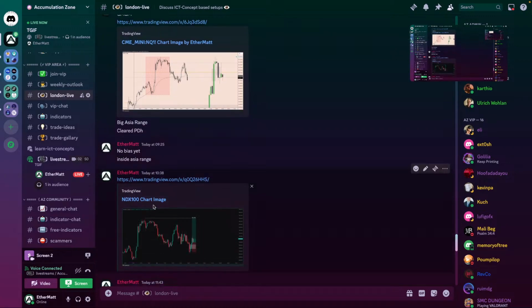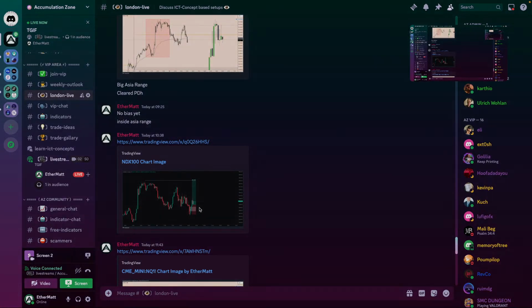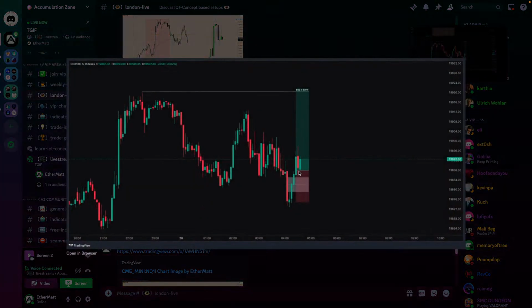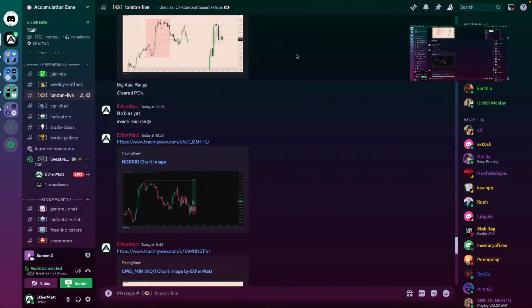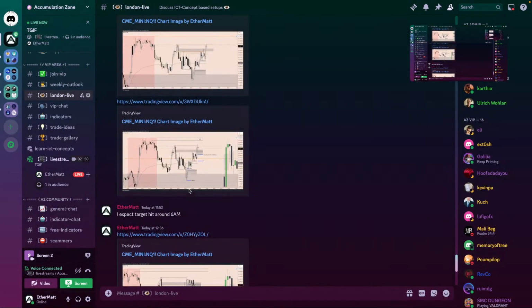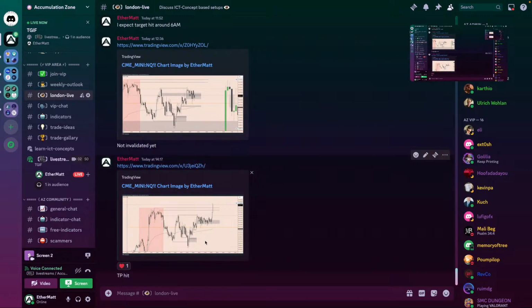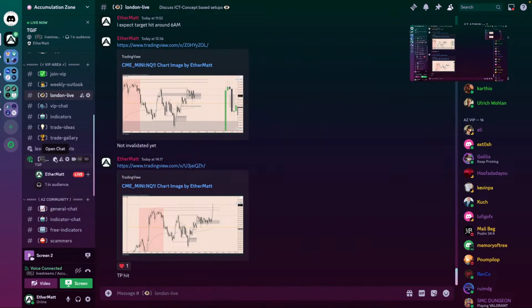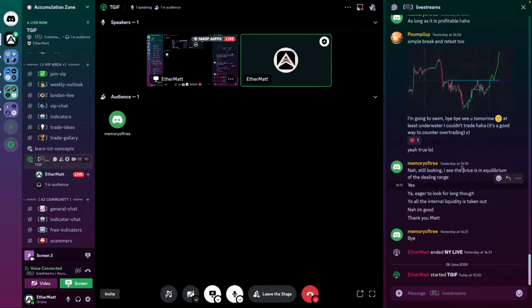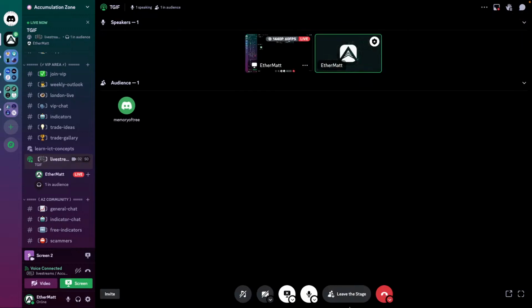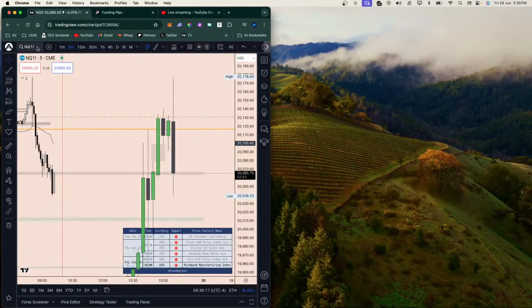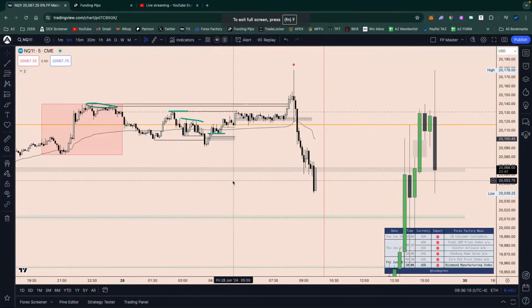Don't have a bias yet until 10:38. That's when I essentially shared the setup that I'm taking, the long setup into Asia buy side liquidity on NASDAQ. And I documented this entire trade, well, step by step, very nicely. Really glad the trade played out. And this is essentially what happened.